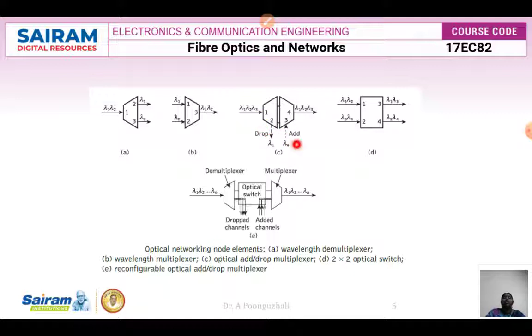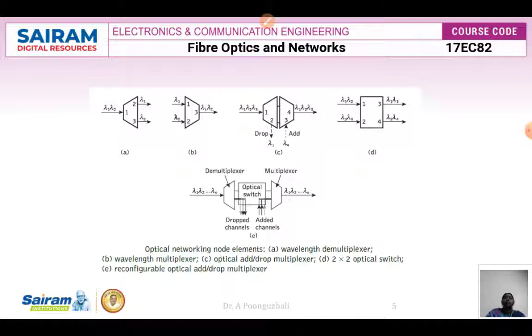And next, if I want to add a signal, I am going to get a lambda 4 signal to be added up. So when the lambda 4 signal is added, in this case the output I will be getting is lambda 1, lambda 3 and lambda 4. This signal is going to get added up there. So that is the add or drop multiplexer.